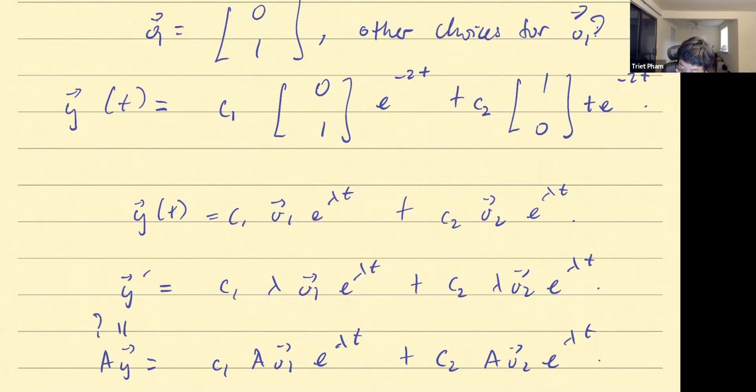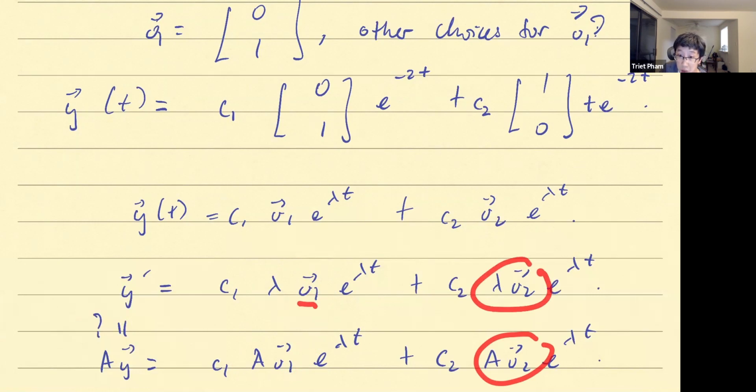Now I know there's a confusion where they're both e to lambda t. But intuitively you match them like this. Then AV1 equals lambda V1. That means V1 must be an eigenvector. AV2 must be lambda V2. That means V2 must be an eigenvector too. But do you have two independent eigenvectors in this problem?